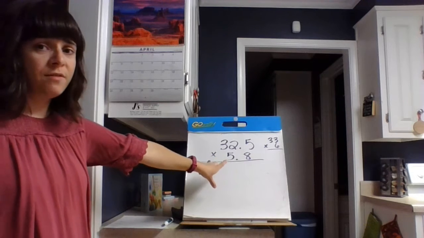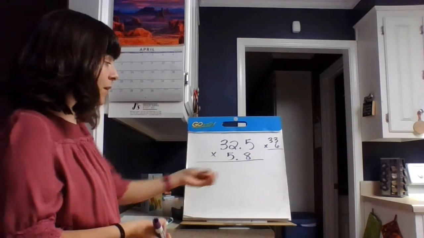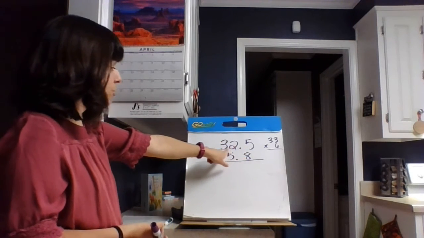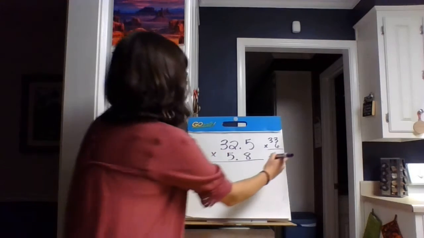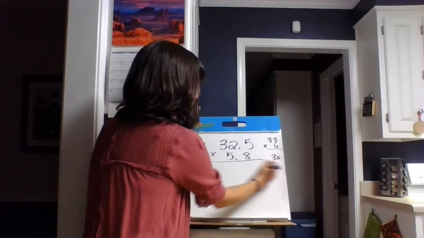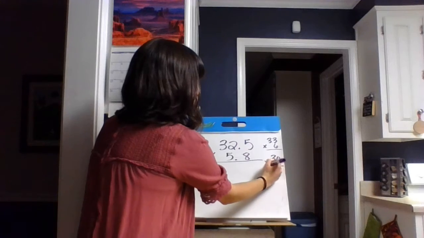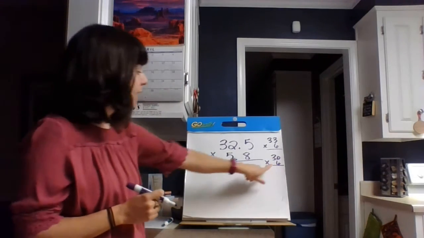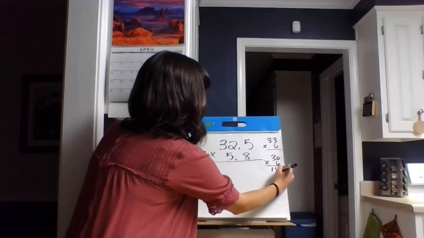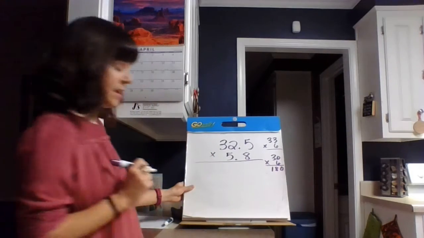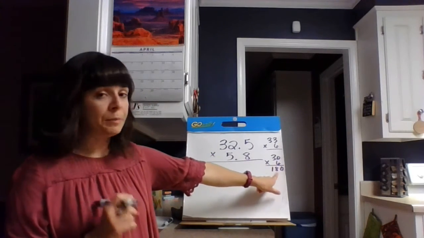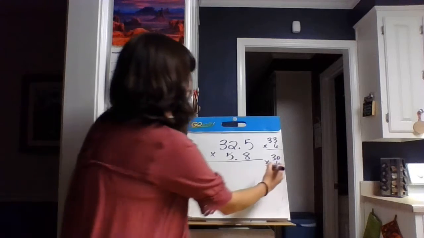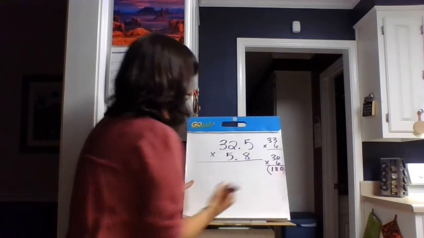Another way to make it even a little bit simpler to multiply in your head, I could even just round this down to 30, and then I could round this to 6. And I could use basic facts and powers of 10. I know that 6 times 3 is 18, plus my 0 on the end. Only because that's whole numbers, I can add that 0. So my answer should be close to 180.